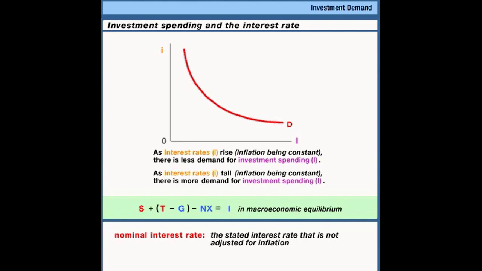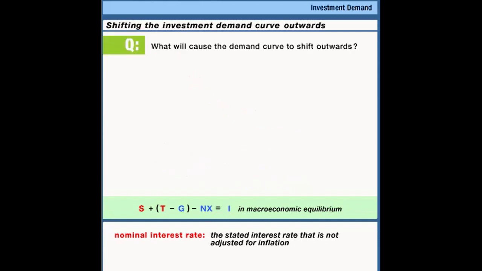Now, the next question we want to ask as we develop this picture is, what causes the curve to shift? Say we've got a given interest rate here, maybe it's 10%. And at this given interest rate, businesses want to borrow a total amount of money, say it's equal to $100,000. What could happen that would lead businesses to want to borrow more money at the same interest rate? What would lead businesses to want to borrow, say, $200,000 at this interest rate of 10%?